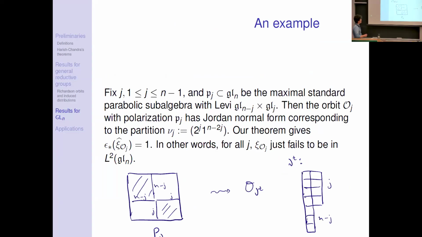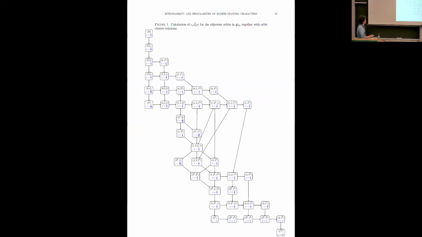Okay, so an example of all of this: if you take a maximal parabolic, it's easier to start with the parabolic than with the orbit. So suppose the maximal parabolic was a J block and an n minus J block, which turned out to correspond to some nilpotent orbit. Well, the orbit would be this. Then it turns out that minimum, you evaluate all of that, and the epsilon is 1. So it just fails to be in L2 because it's 1 plus 1. Okay, and now the question is how to make it bigger.